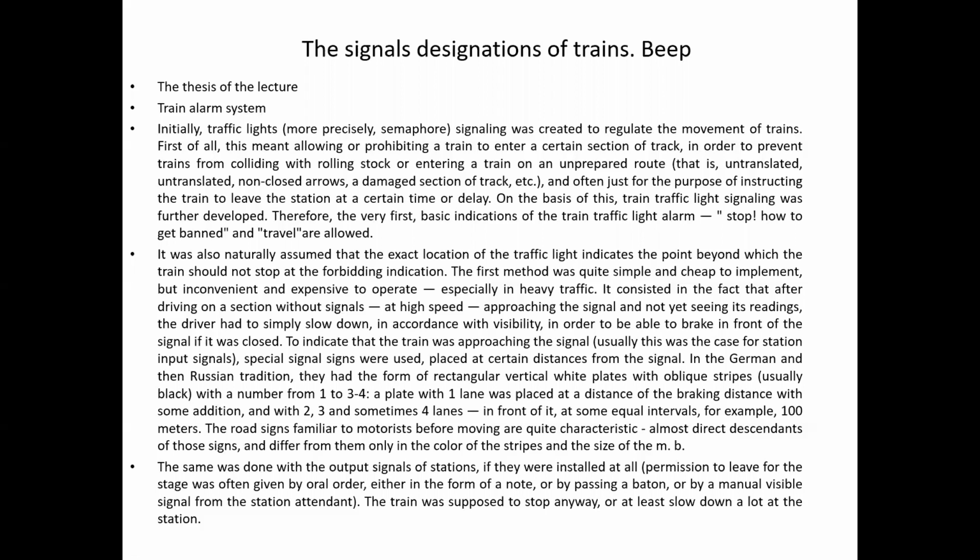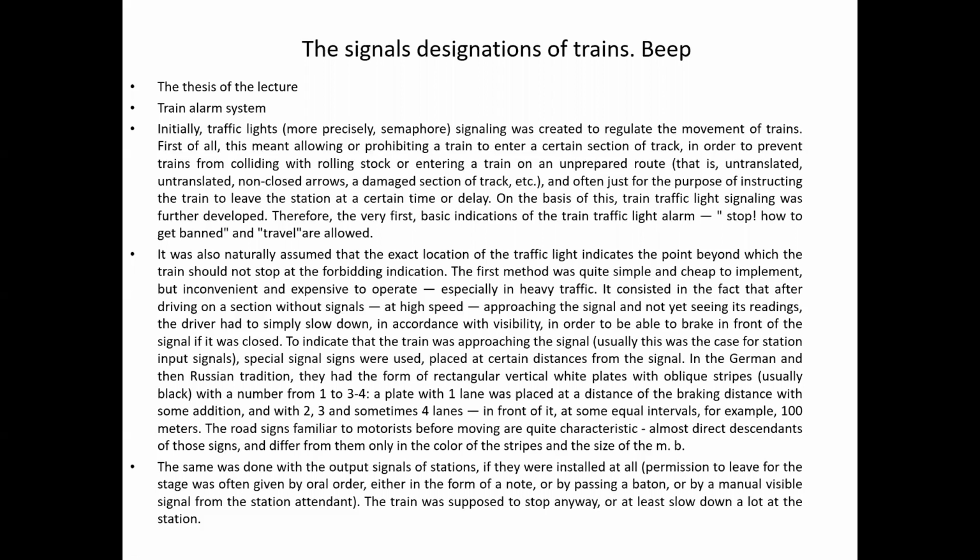The first method was quite simple and cheap to implement, but inconvenient and expensive to operate, especially in heavy traffic. It consisted in the fact that after driving on a section without signals at high speed, approaching the signal and not yet seeing its readings, the driver had to simply slow down in accordance with visibility in order to be able to brake in front of the signal if it was closed.